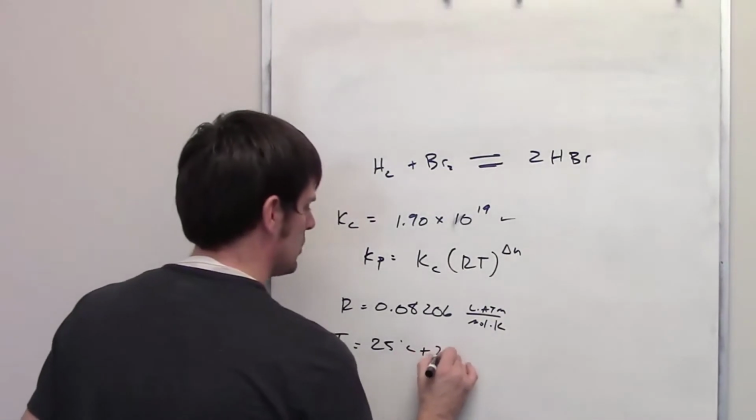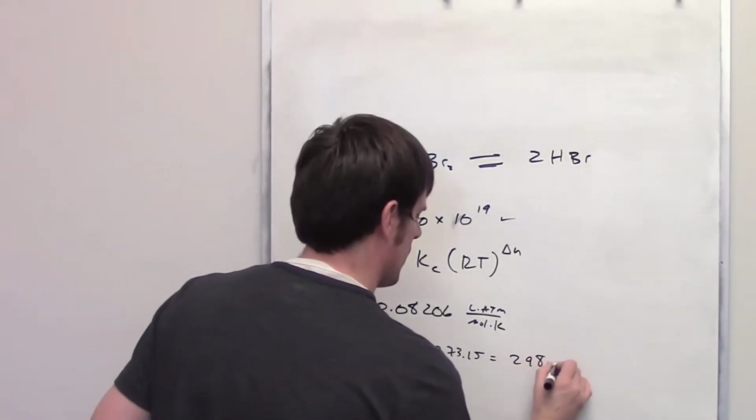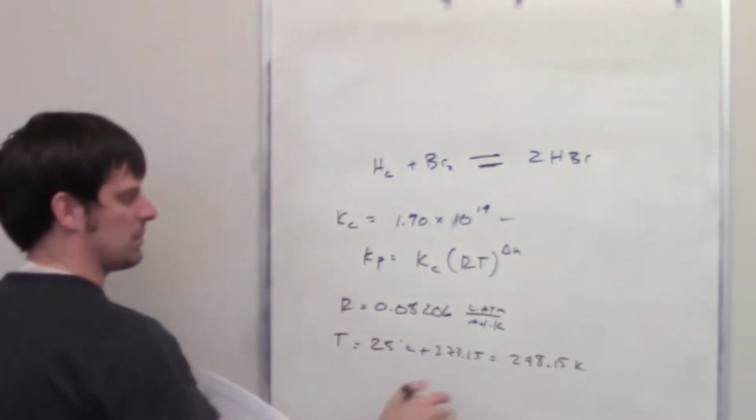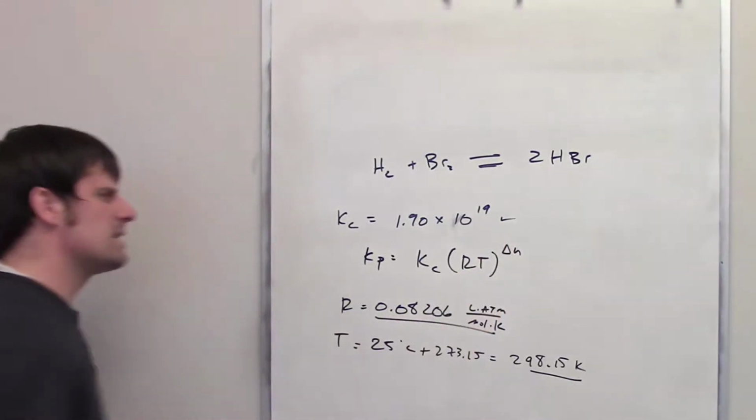So I'm going to add 273.15, and I'll get 298.15 kelvins as my temperature. I've got now T, I've got R, but what is delta N?